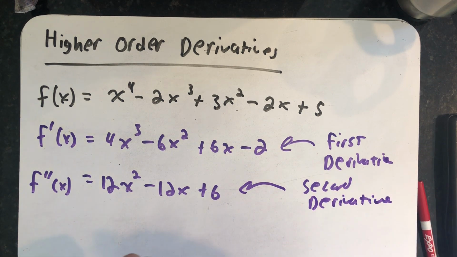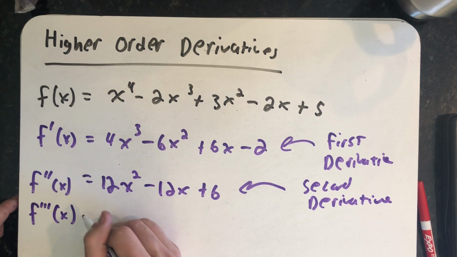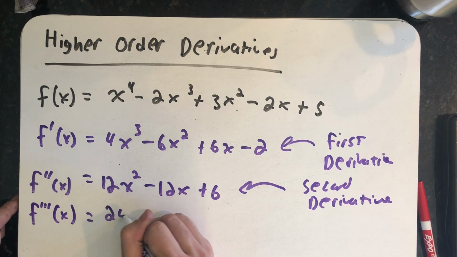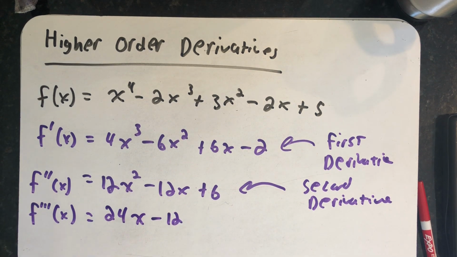Since the derivative is a function, it itself has a derivative. And if there's a first derivative and a second derivative, I imagine there's a third derivative. All right, and that would be 24x minus 12. The constant's derivative is 0.